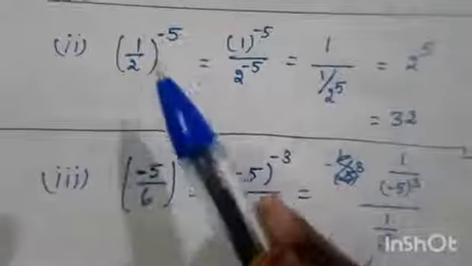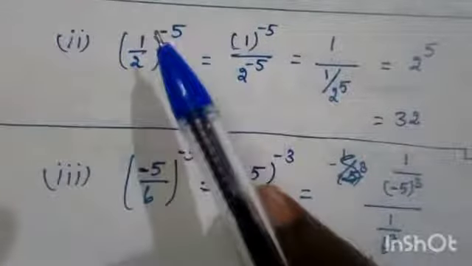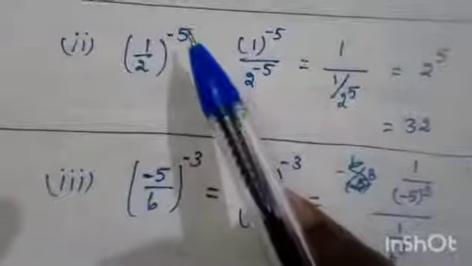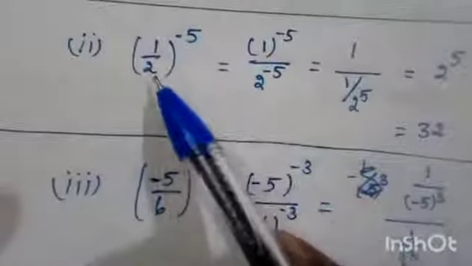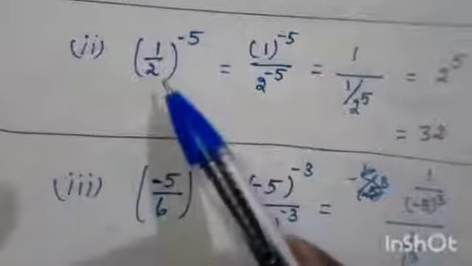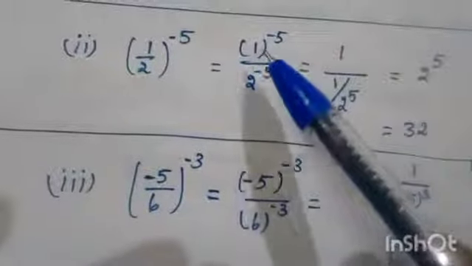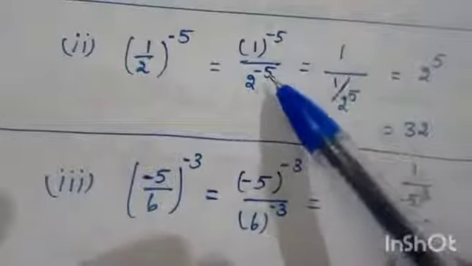Now second problem, (1/2) whole power minus 5. If we have a minus power, you have to listen very carefully. First you have to apply the formula (a/b) whole power m equals a power m by b power m. So that is equal to 1 power 5 by 2 power minus 5.